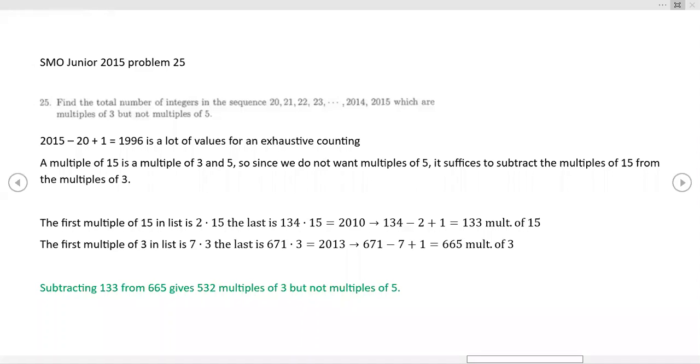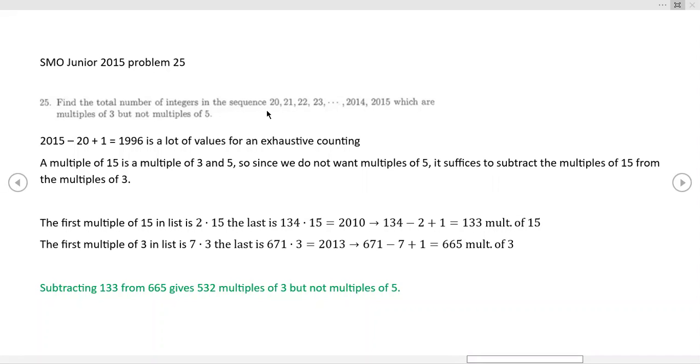I have another combinatorics counting problem from the SMO, Singapore Mathematical Olympiad Junior 2015, problem 25. This is kind of a standard problem. You're given a very long list of natural numbers, which you could list if you had the time, and actually count the ones that you wanted. It would be exhaustive, it would be tedious. So we're looking for a more clever way to do it, to reduce the amount of effort we would have to do to solve a problem like this.